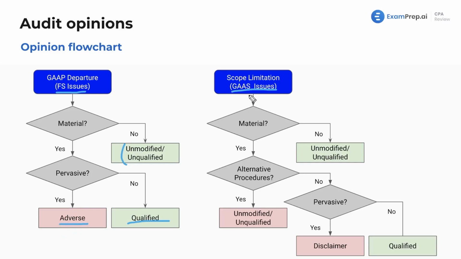Next over here, if we have issues with the actual audit itself, is that issue material? Well, if there are no material problems, it is a clean opinion. If we have a material issue, can we perform alternate procedures? That is something we see with our scope limitations. That's something we see time and time again. If you run into any sort of issue in the audit, you don't have to panic. Don't panic. Keep calm. Can you do something else to fix it?